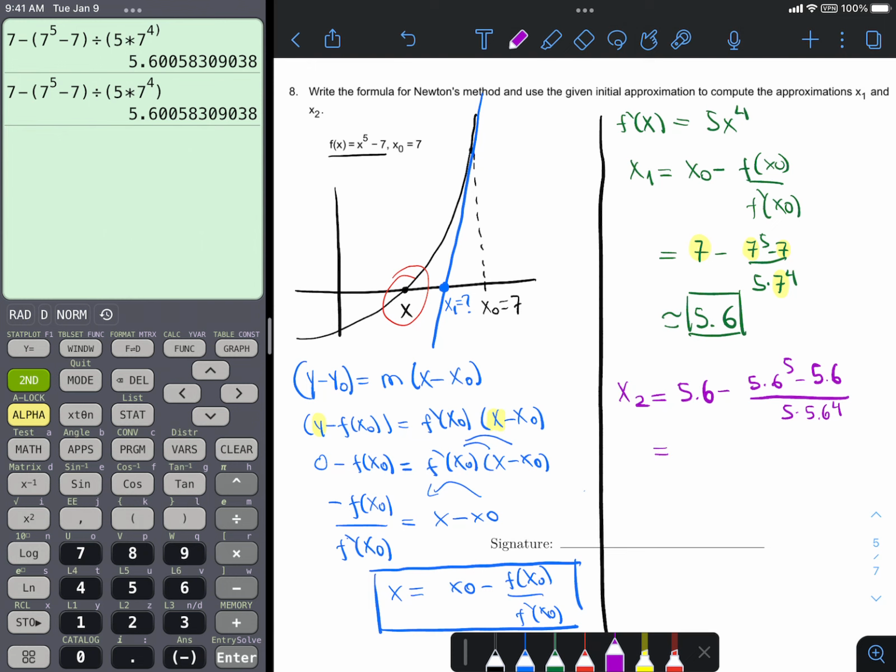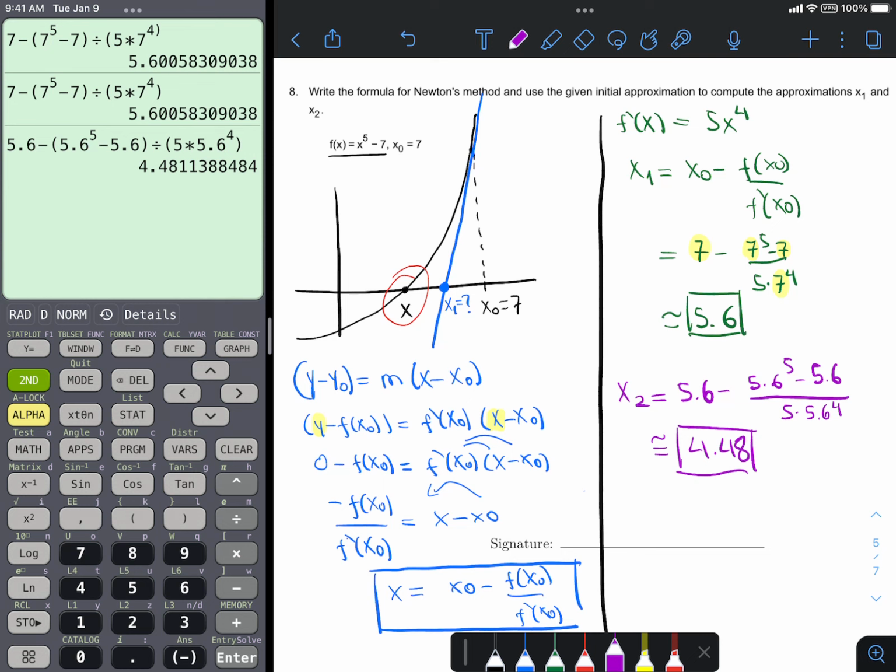Plug that into your calculator. So you'll do 5.6 minus parentheses 5.6 to the 5th minus 5.6 close parentheses divided by parentheses 5 times 5.6 to the 4th. And that is 4.48. Again, remember to approximate this to whatever your homework system or other software requires.